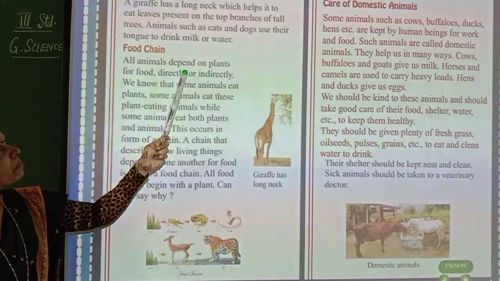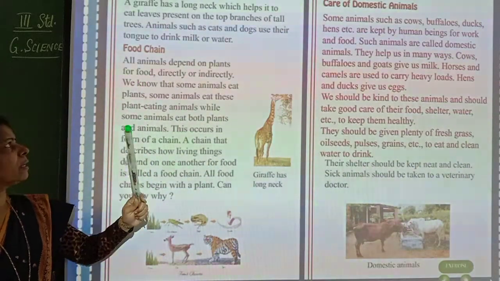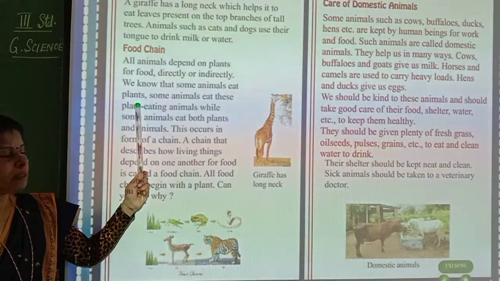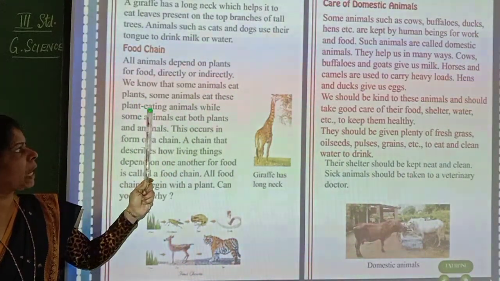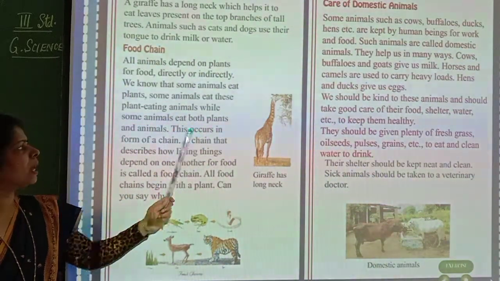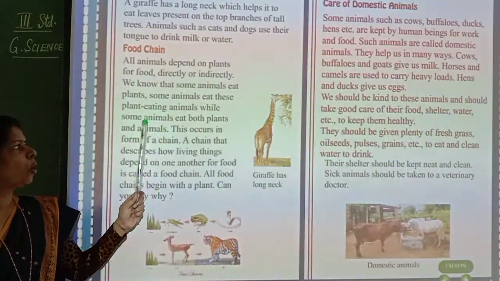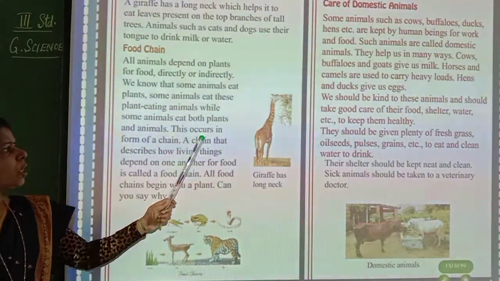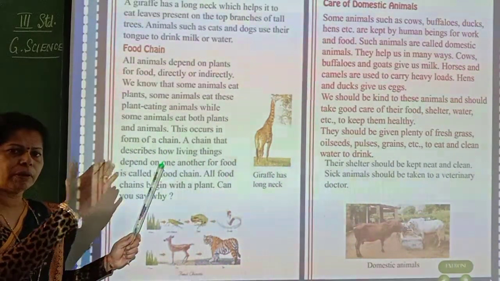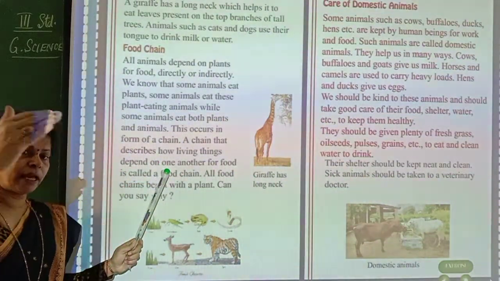All animals depend on plants for food, I told you now, either directly or indirectly. We know that some animals eat plants, some animals eat these plant-eating animals, while some animals eat both plants and animals. So already you have learned about herbivores, carnivores and omnivores. This occurs in the form of a chain. So what is happening now? Plants, then herbivores, then carnivores, then scavengers.